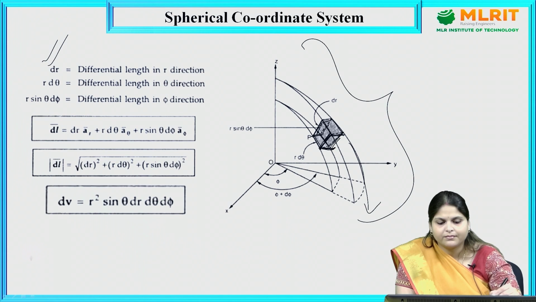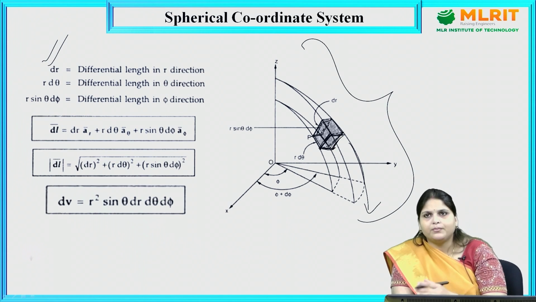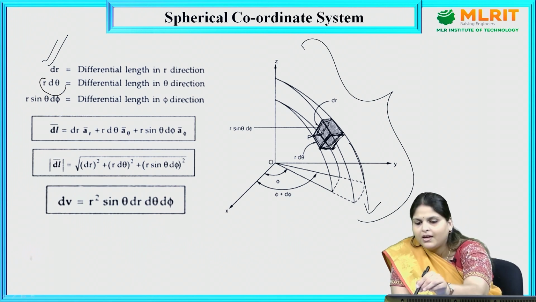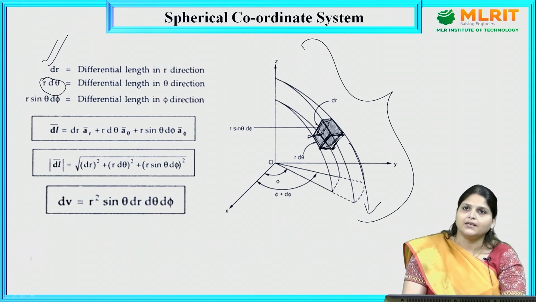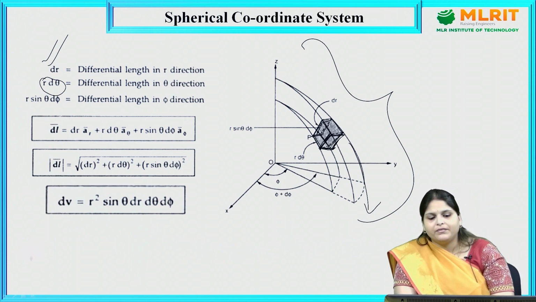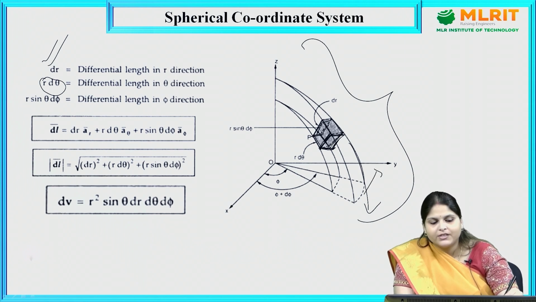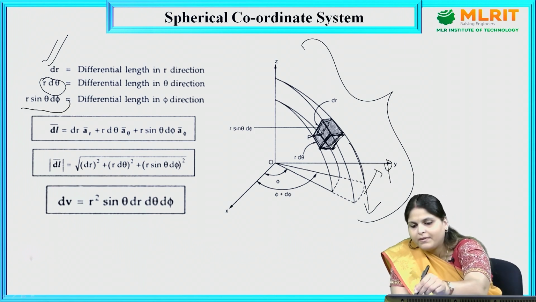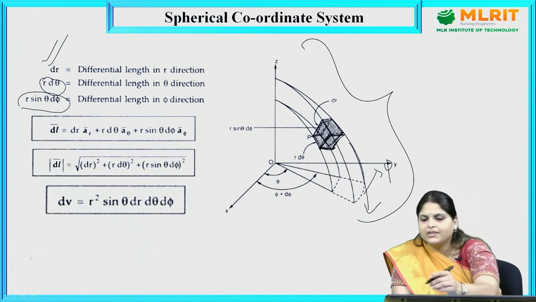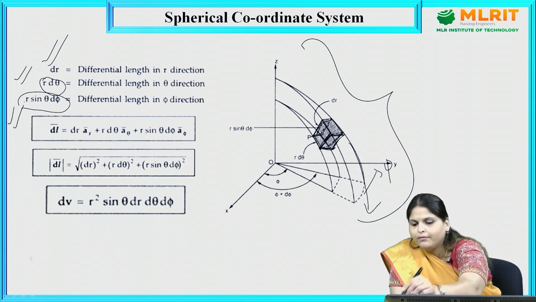So the surface would be this, right? Just like the previous case, here we need r and d theta. So the differential length in theta direction is r d theta. Differential length in phi direction, similarly we can find out, is r sin theta d phi. So these are the three differential lengths we have, right?